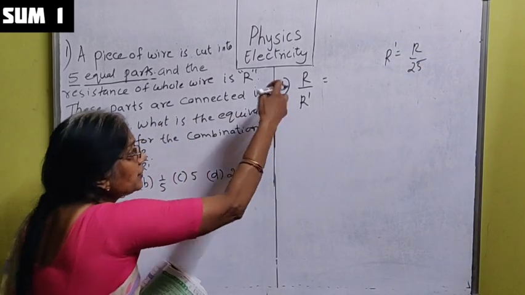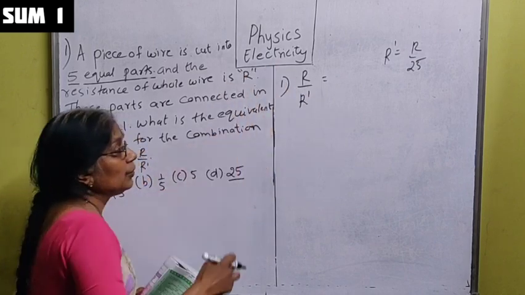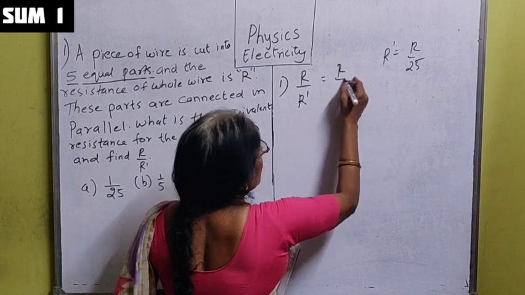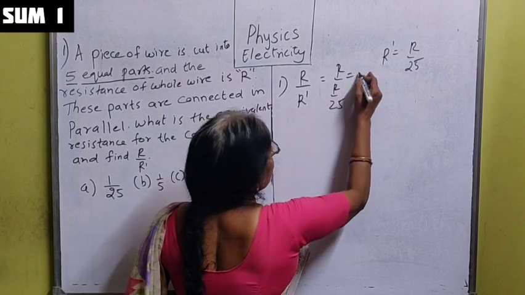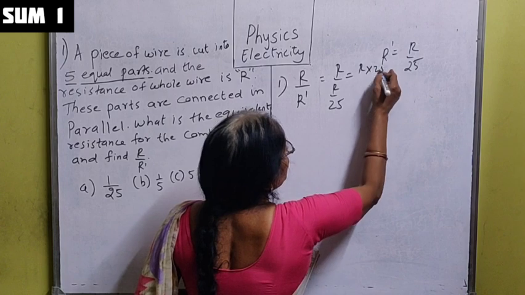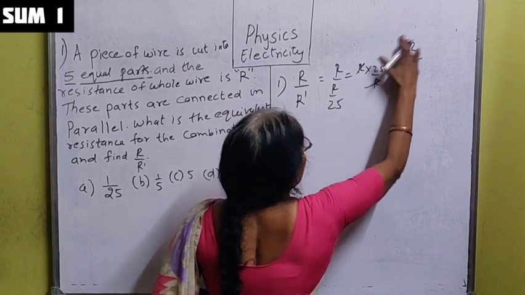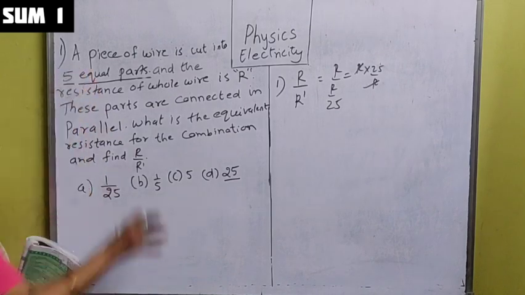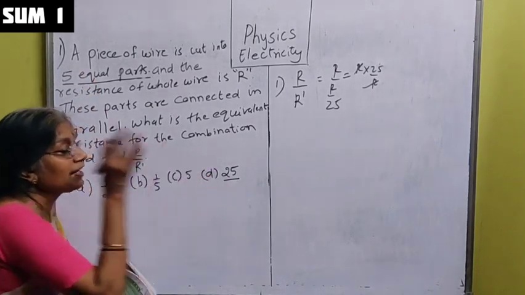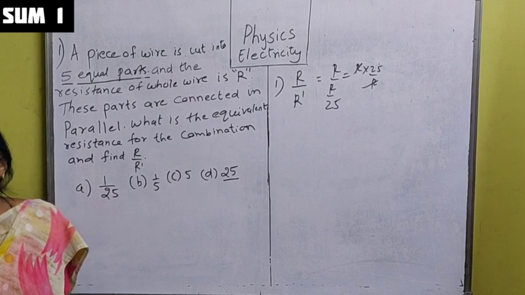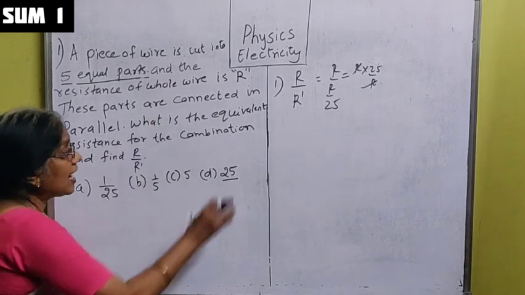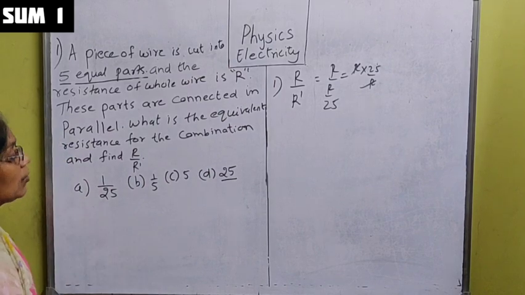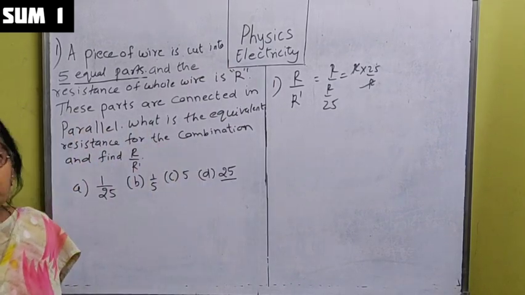If you substitute this R dash in this value, you will get the reciprocal. R by 25 you will get as R into 25 by R. R and R cancel, so you will get the answer as 25. Means in general, 5 square is 25. So you tick mark that answer only as 25. So the ratio R by R dash is 25 by 1, or 25 is to 1, or only 25 is given. So the answer is 25.